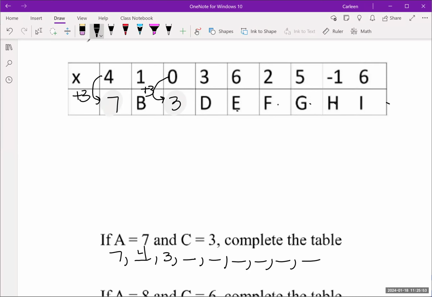Yeah, now we can complete the table. 3 plus 3 is 6. So that's how this works. It is a vertical pattern. Horizontally, they are mixed up. 6 plus 3 is 9. 2 plus 3 is 5. 5 plus 3 is 8. Negative 1 plus 3 is 2. 6 again. Done.